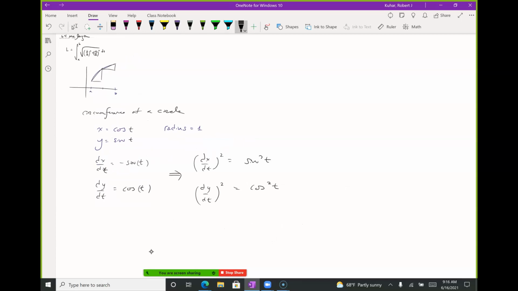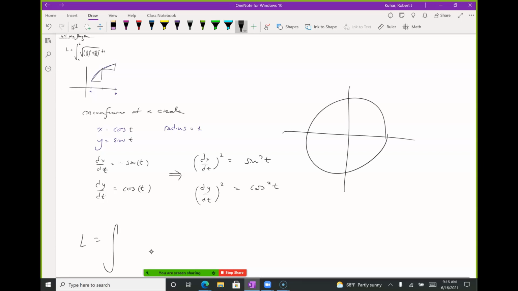So where am I going here? What should be my a and b? If I'm doing the arc of a circle, where did my loop start and where did it end? 0 to 2 pi. So I have the square root of sine squared t plus cos squared t, dt.